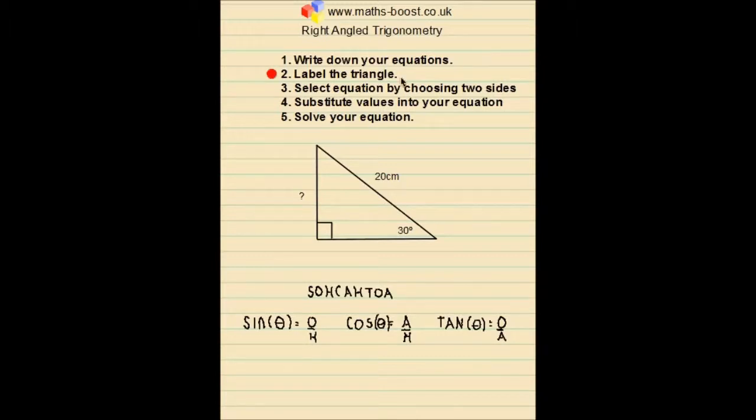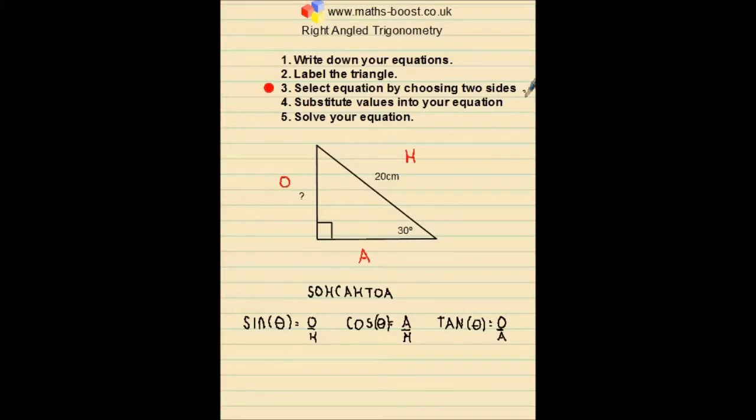Step 2, label the triangle. The hypotenuse is opposite the right angle. Now look at the angle you are going to use. In this case, 30 degrees. The side opposite is called, well, no surprises, opposite. The remaining side we call adjacent.